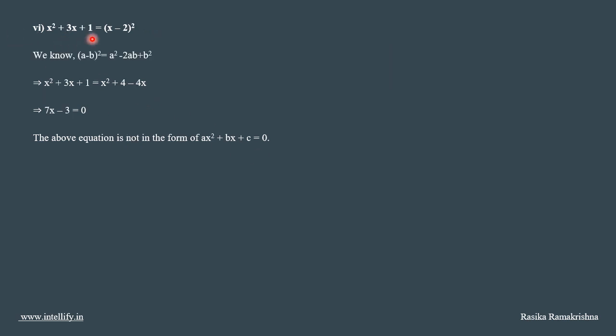So let's look at subdivision 6. Here we have x square plus 3x plus 1 equal to x minus 2 the whole square. We know that a minus b the whole square is nothing but a square minus 2ab plus b square. Using this, we have x square plus 3x plus 1 equal to x square minus 4x plus 4. On simplifying, we will have 7x minus 3 equal to 0. This is because x square and x square get cancelled.